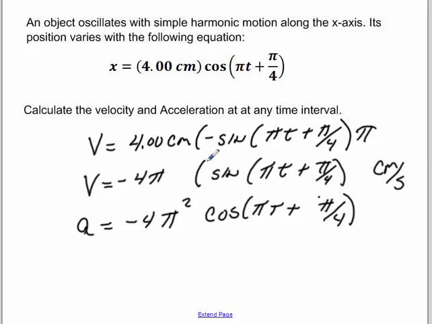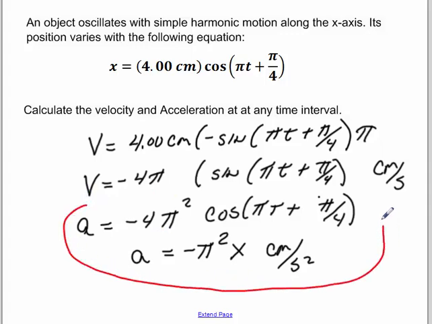Again, I can substitute back in my x value and I get my acceleration is equal to negative pi squared times my displacement, and again the units of that will be centimeters per second squared. So we were able to determine the acceleration from either one of these values here.